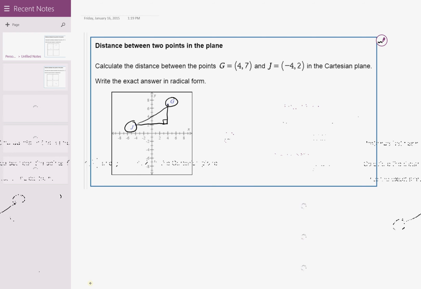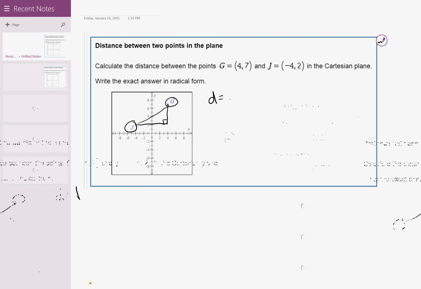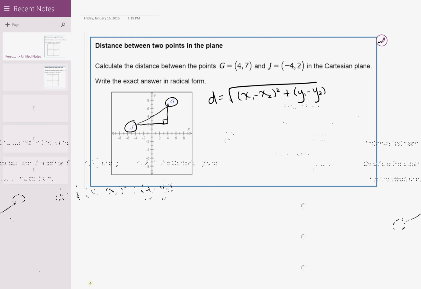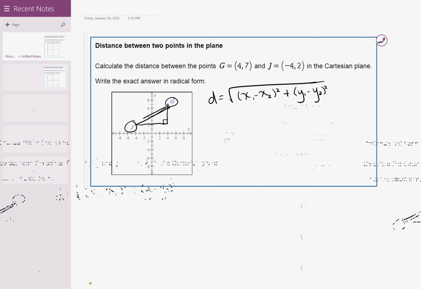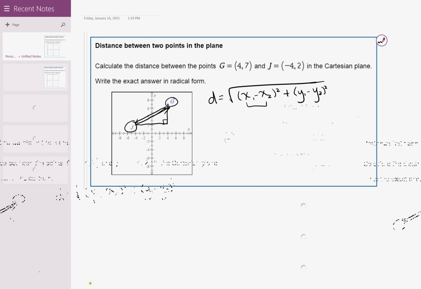So my actual formula here is that the distance is equal to the square root of x1 minus x2 squared plus y1 minus y2 squared. Now, the order of the points doesn't matter because the distance from here to here is the same as the distance from here to here, right? So when I square them, it doesn't matter whether this is negative or positive. It's going to become positive when I square it.